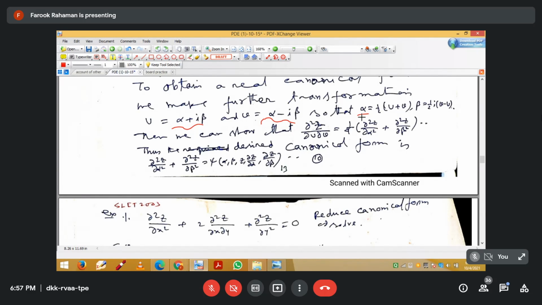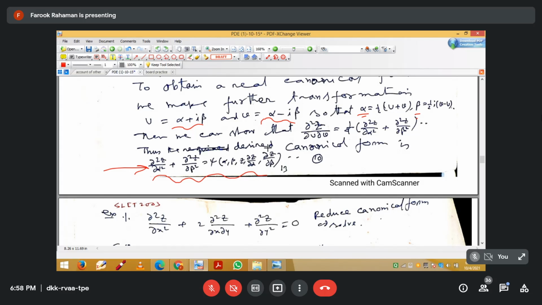From this one can easily find the values of alpha and beta. Again, if you use alpha and beta as the new transform functions, then the differential equation transforms to a very simple form, that is, the mixed derivative will vanish. So these are the general forms.